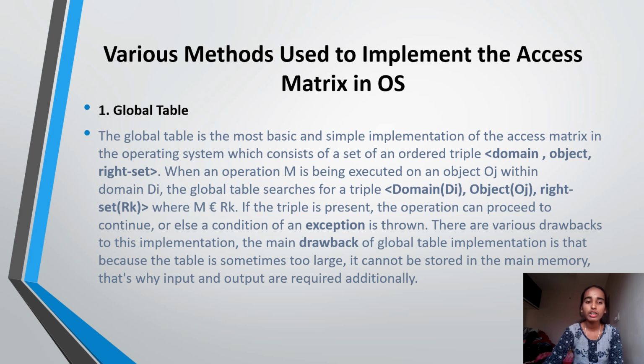First, the global table. The global table is the most basic and simplest implementation of the access matrix in the operating system, which consists of a set of ordered triples, that is domain, object, and rights set. When an operation M is being executed on an object Oj within a domain Di, the global table searches for a triple (Di, Oj, Rk) where M belongs to Rk. If the triple is present, the operation can proceed, or else an exception condition is thrown. There are various drawbacks to this implementation.